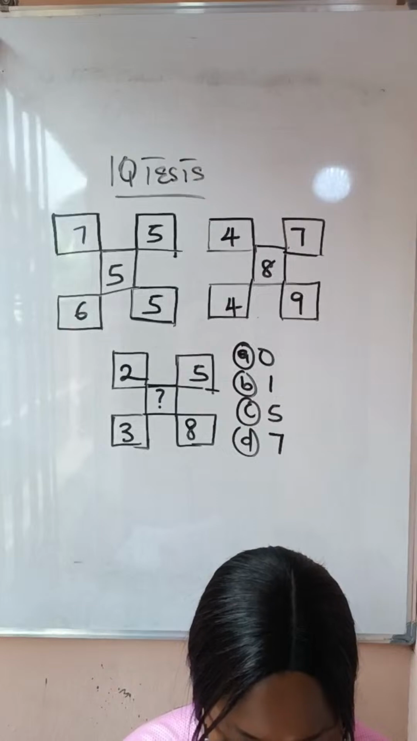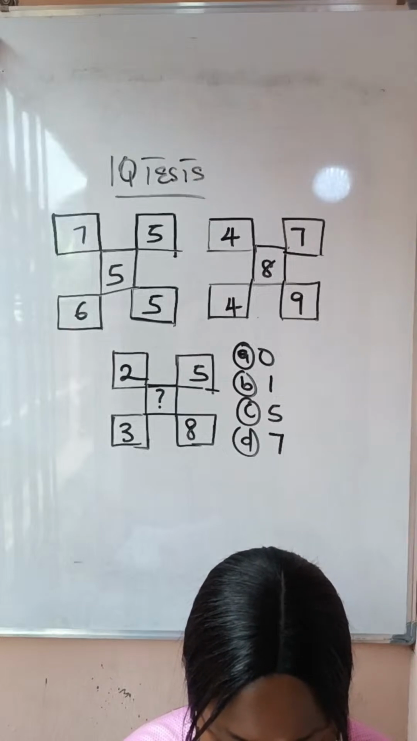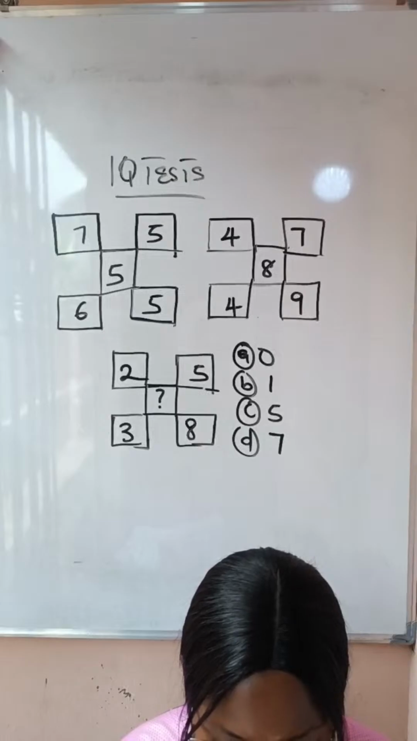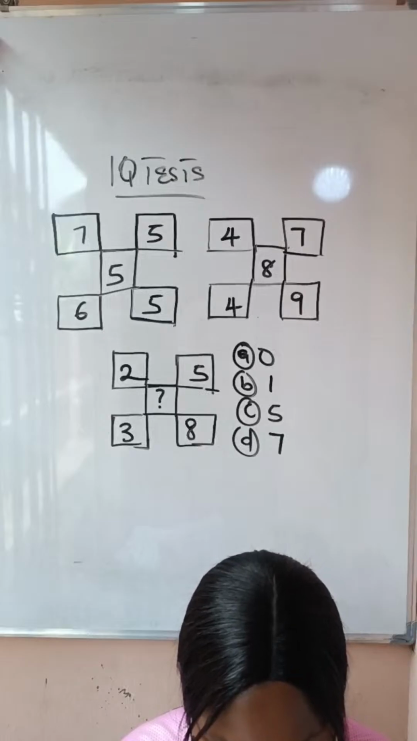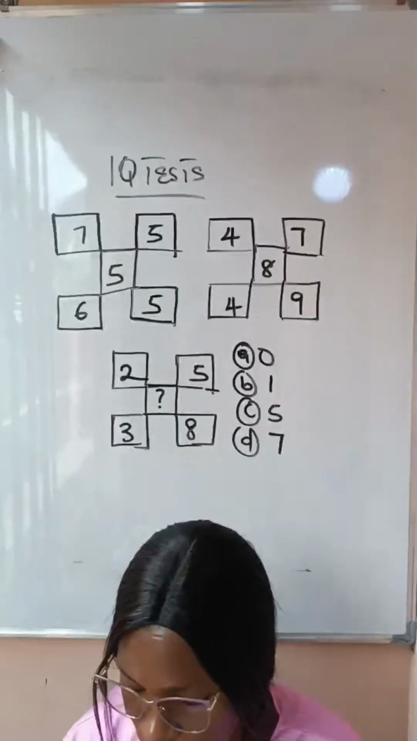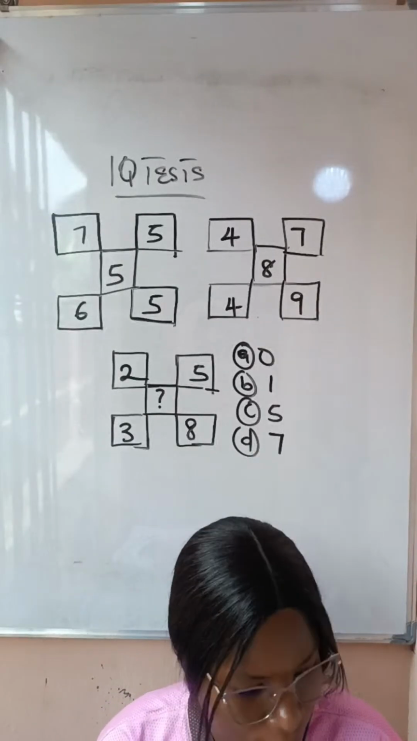Okay, so let's go. We have a missing number in one of the boxes, if I should call that a box. So we have 75565, we have 47849, and we have 2538. So what do you think is the missing number?